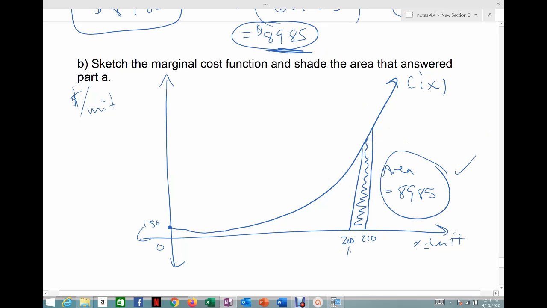For these 10 units, whatever it is I'm producing, so this would be fairly big items, expensive items. So if I produce these 10, specifically the 10 from 200 to 210, if I pick a different 10, it would cost me a different amount. But these 10 cost me 8,985. That's the increase in cost, right? The accumulated cost going from producing 200 items to 210.